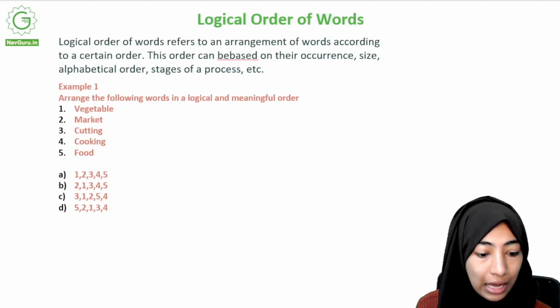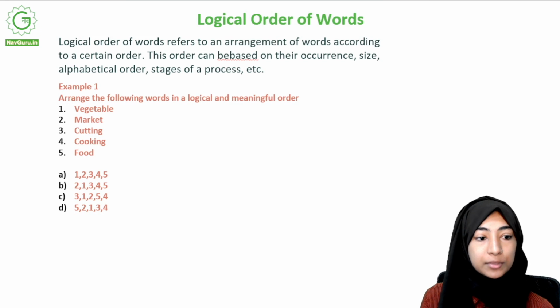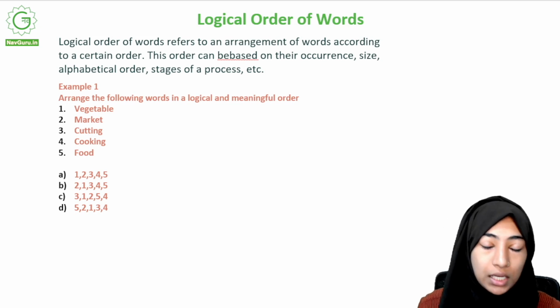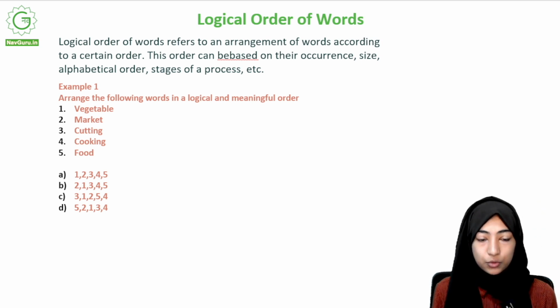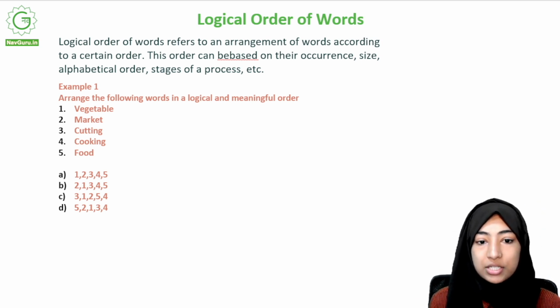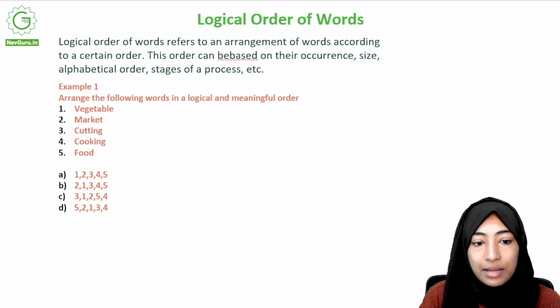Hello. So now we will be going through yet another chapter, which is logical order of words. This again is a very easy chapter. It's very easy to score. There's not much, but still we'll be discussing a couple of questions just so you guys can be completely at ease with this chapter. Right.